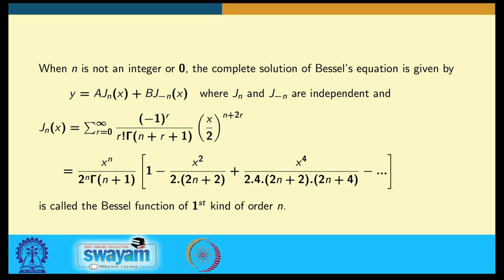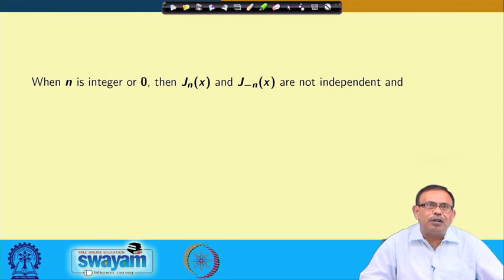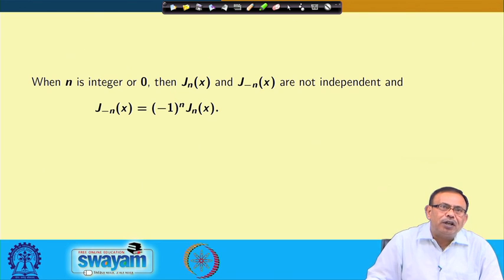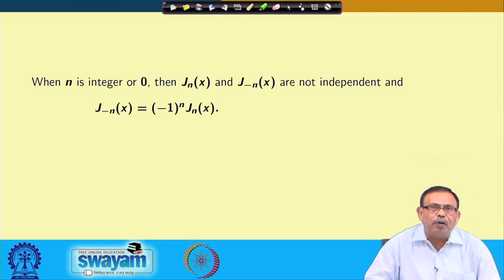This series is known as the Bessel function of first kind of order n. Whereas when n is an integer, J minus n x is minus 1 to the power n into J n x. Please note that it is beyond the scope of this course to tell how we derived J n x, or how J minus n x equals minus 1 to the power n J n x, because for that we would have to go through special function theory. So, I am skipping that.